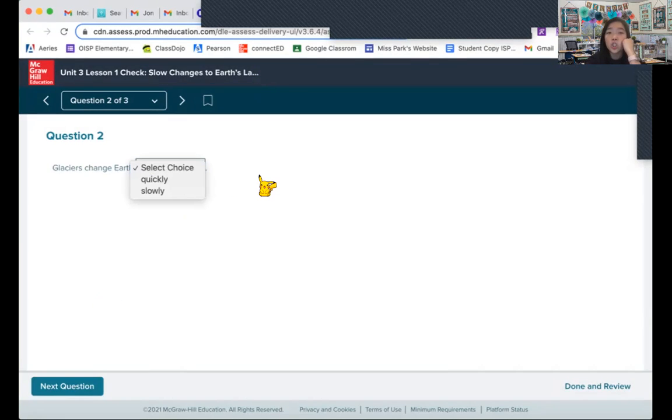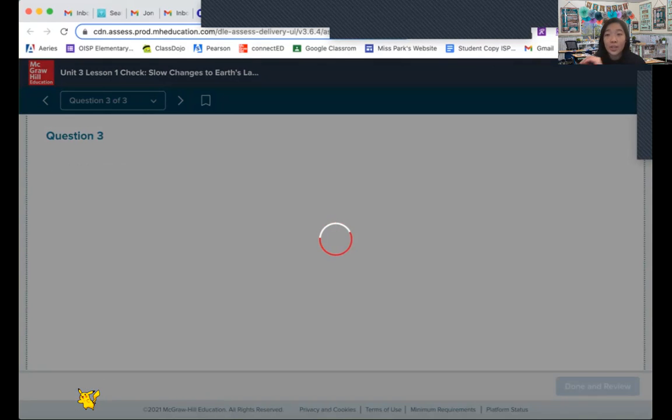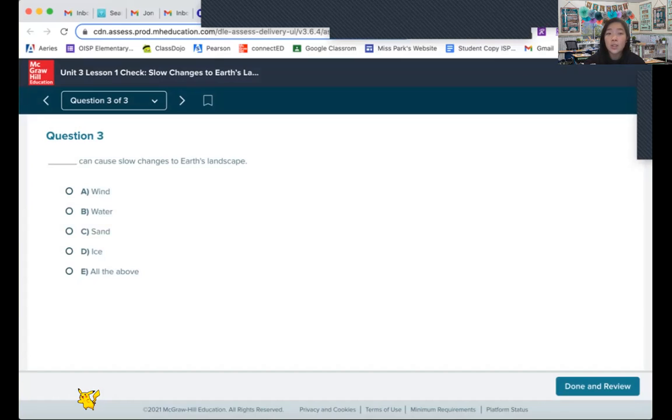Okay, glaciers change Earth quickly or slowly? Glaciers, do they change quickly or slowly? That was in what we read. Slowly. Very good, slowly. Glaciers change the Earth slowly. It's a very slow process.